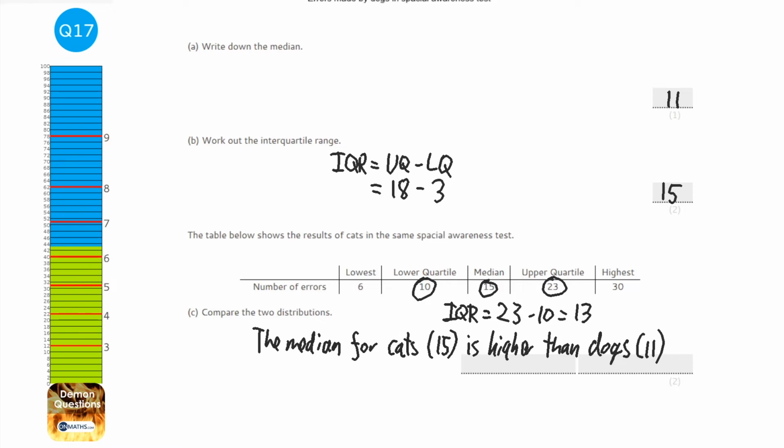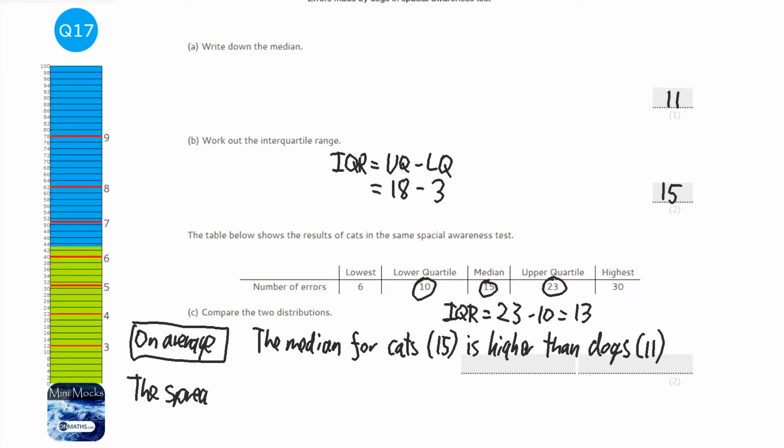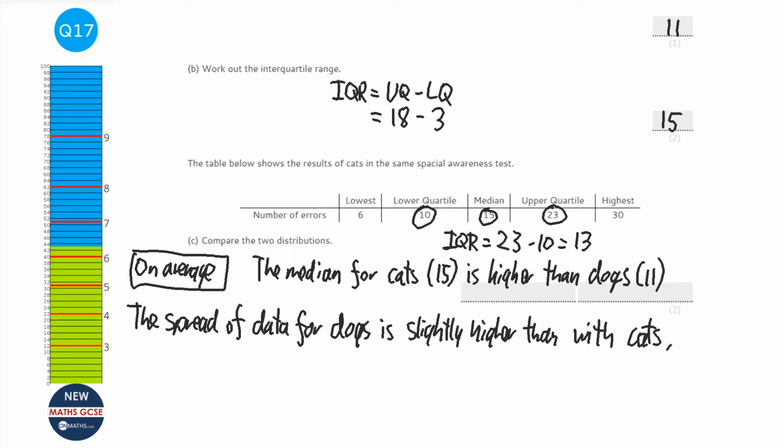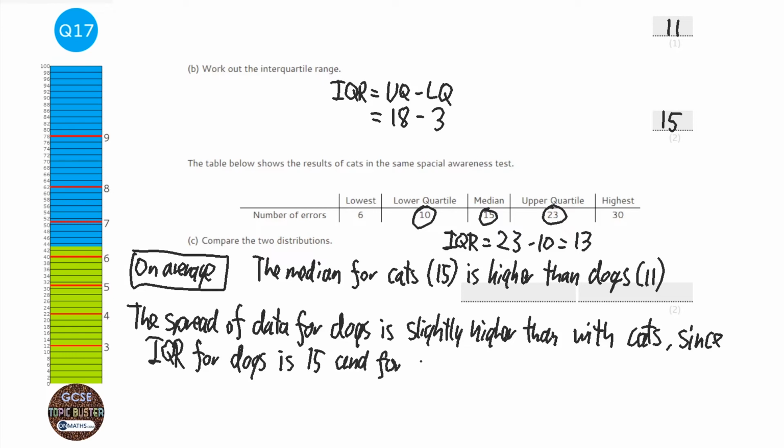The way of starting this sentence, so I said on average, is the way to start when you're comparing medians. For this one, you just say the spread of data for dogs is slightly higher than with cats. And then you'd say, since IQR, interquartile range, for dogs is 15 and for cats is 13.